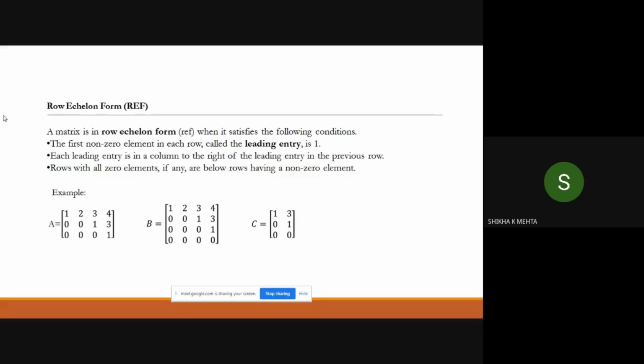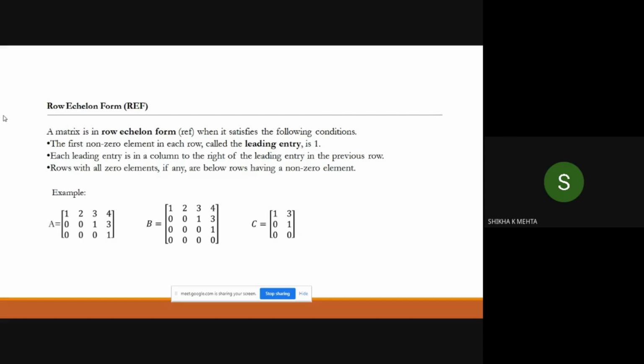Then each leading entry is in a column to the right of the leading entry in the previous row. So that means moving from the first row to the second row, the next leading entry 1 should not be in the same column, it should be in any column next to that. So let's say the 1 was in the first column, then in the second row, it should be in the second or third column. It will not be in the first column.